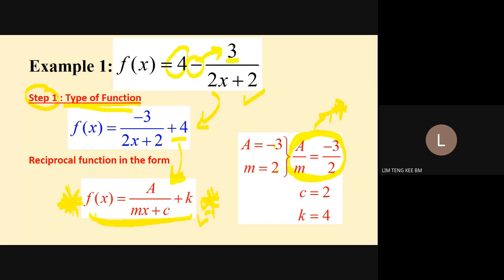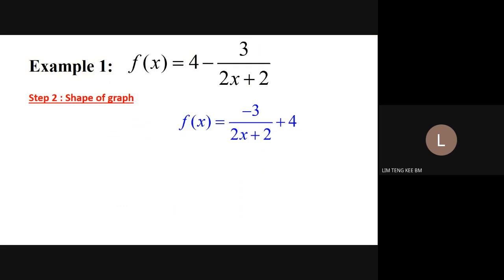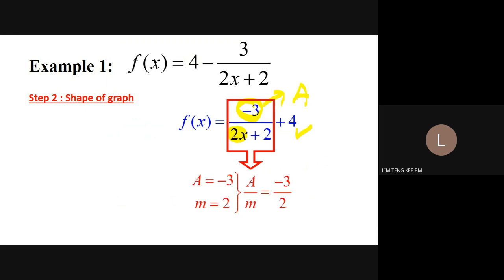Then we go on with step 2. With such an arrangement, I want to decide what shape I have. The decision of the shape refers to my A and M. When I do the division, what will be the result, whether it's positive or negative. The A refers to the constant on top here. The M refers to the coefficient of x. Therefore, I have A equals negative 3, M equals 2. The division gives us negative 3 over 2, which is less than 0.